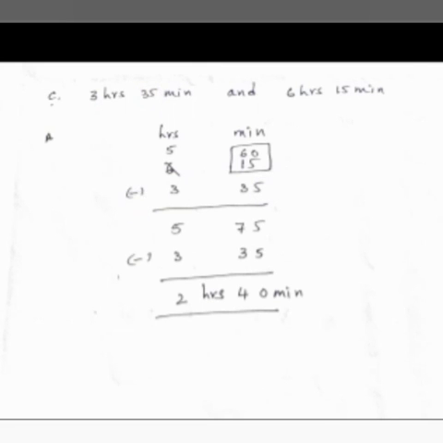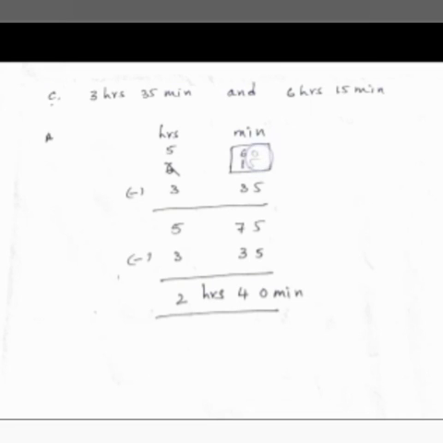Next, we have to do subtraction. Here, children, we cannot subtract 35 from 15 minutes. So what should we do? We shall borrow 1 hour from 6 hours to the minutes column. If we borrow, this 6 becomes 5 and here it becomes 1 hour. If we carry it here, how many minutes will it be? 60 minutes. Is it clear, children?